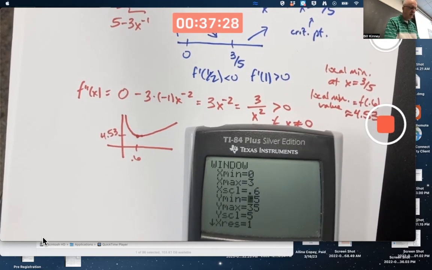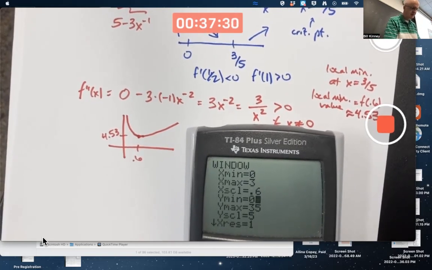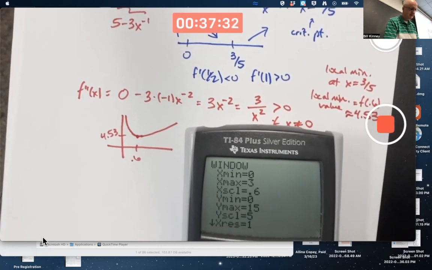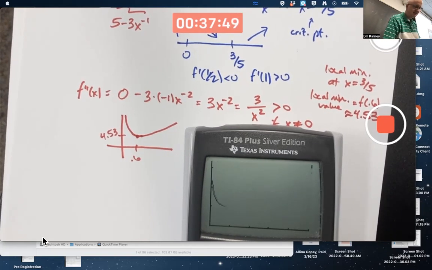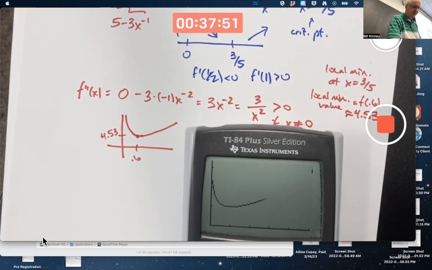It goes down to 4.53, so maybe 0 to 15 or something. Or how about I make my first tick mark there, 4.5 at 4.53. So my low point will be at the first tick mark on the x-axis and first tick mark on the y-axis. Graph it. It looks pretty flat there. It looks like there could be a lot of low points. There's actually only one lowest point.